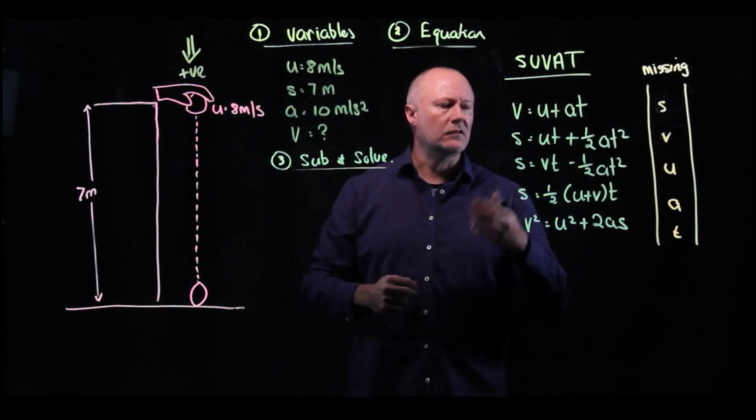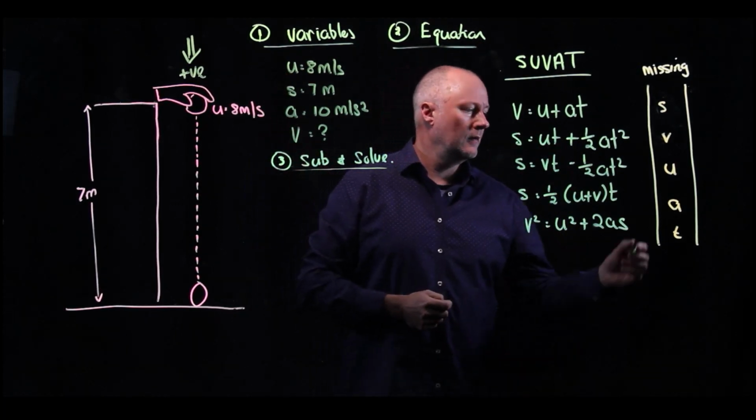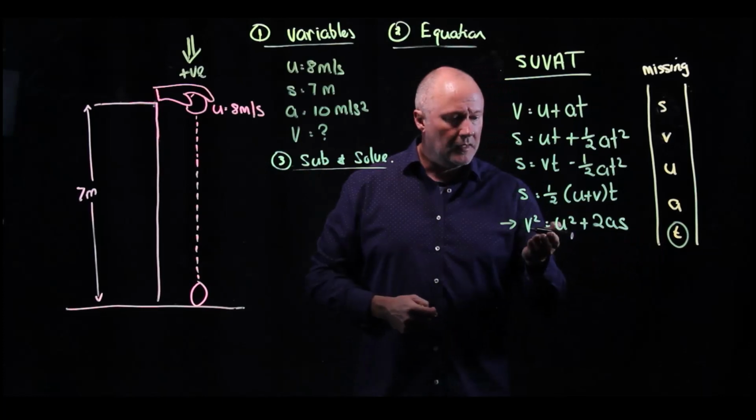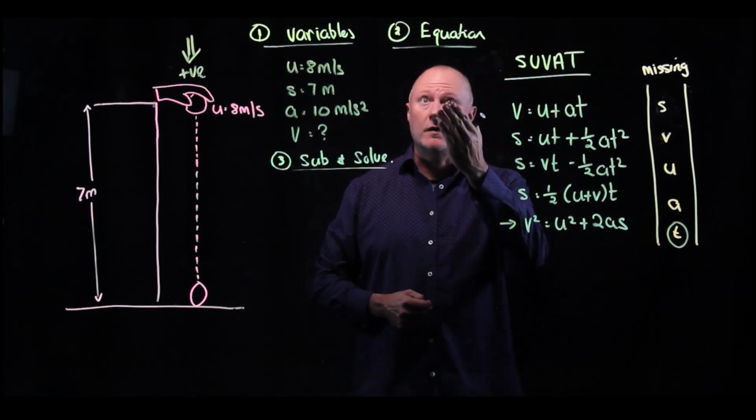So let's now select an equation. Only one equation has a u, s, a, and v and is missing the t. Here's our equation: v squared equals u squared plus 2as. Let's write that down.